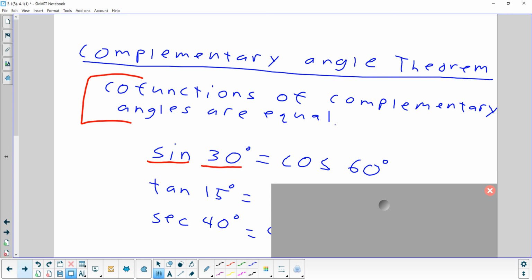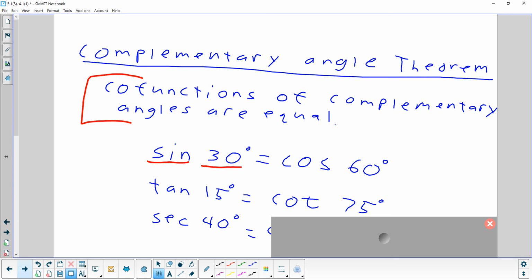Let's look at this one. What's the cofunction for tangent? Ava? Cotangent? Cotangent. And what angle is complementary to 15? Then 75. Tangent of 15, and cotangent of 75 come out exactly the same.